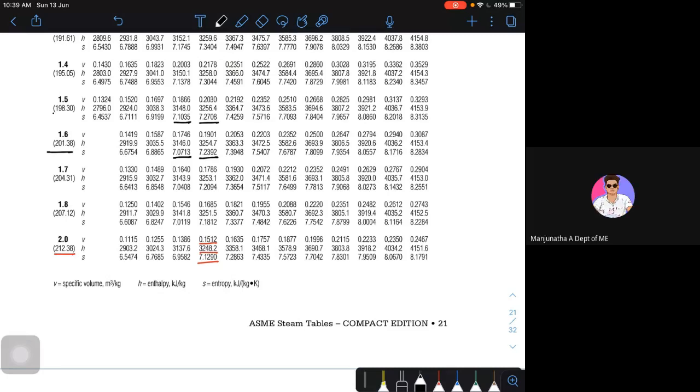Is that clear? Yes, sir. You may not have 16. You may have 20 bar. Then you have to look for where exactly your 7.08 is in and around that point. I am using these ASME steam tables between 15 and 16. For your case, maybe it is between 15 and 20. Is that clear?